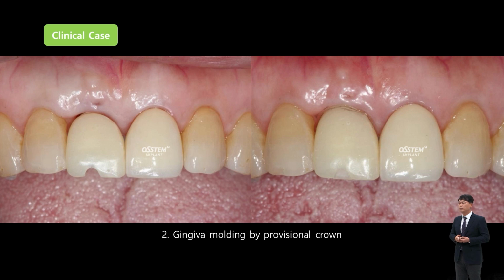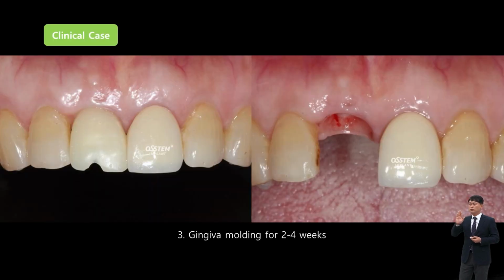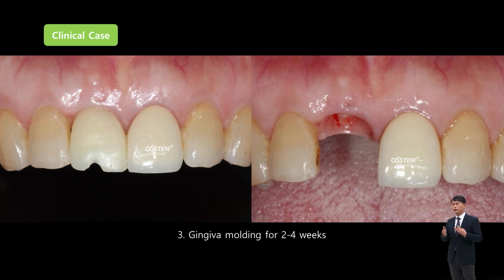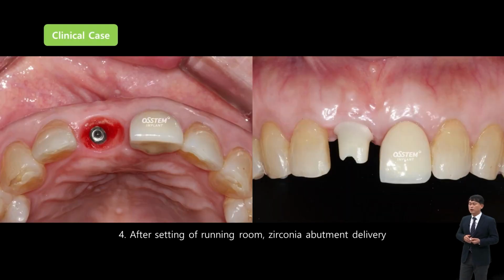Now the gingiva is pushed out. The final shape should be similar to the shape of the adjacent natural tooth. And the temporary needs to be maintained so that the interdental papilla can be regenerated and maintained. So that is a good option to consider.